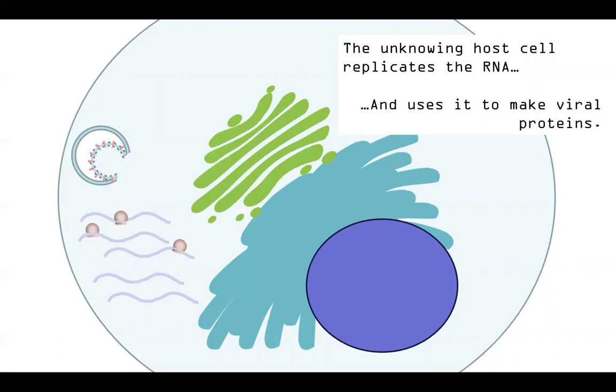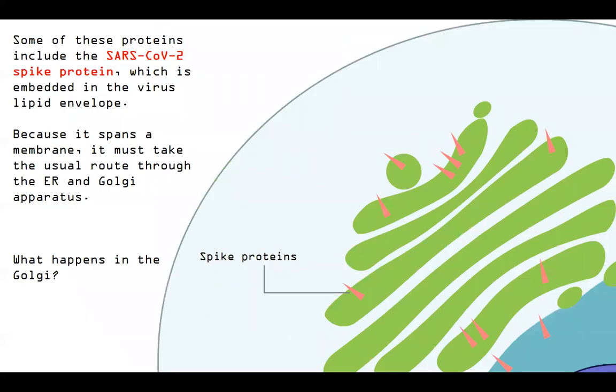Here are our ribosomes. The virus doesn't have any of its own, so it uses our ribosomes to make more spike proteins, more proteins that are necessary, and eventually it will also make more copies of RNA so that it can package it. Some of the proteins it's making include the SARS-CoV-2 spike protein, which we saw was embedded in the virus lipid envelope. Because it spans a membrane, it must take the usual route through the ER and Golgi apparatus.